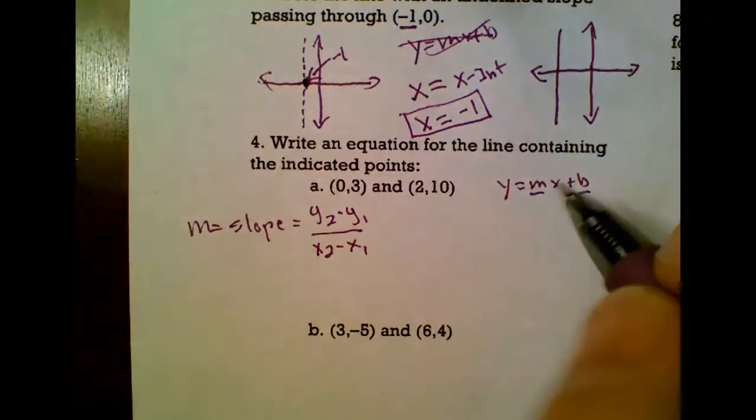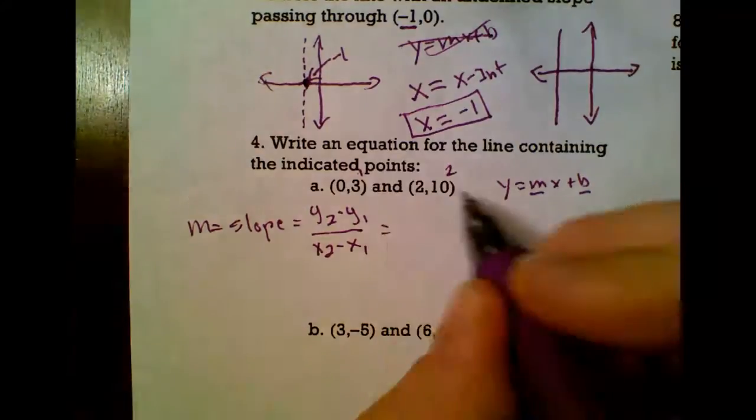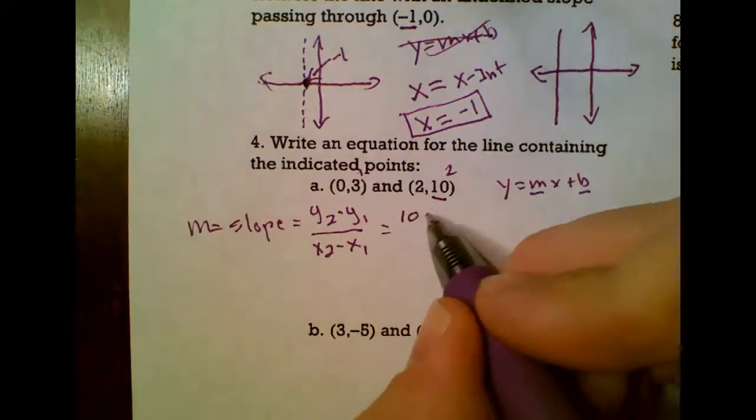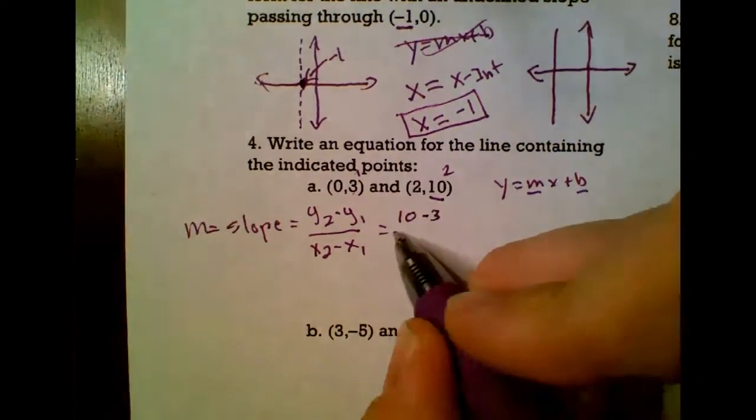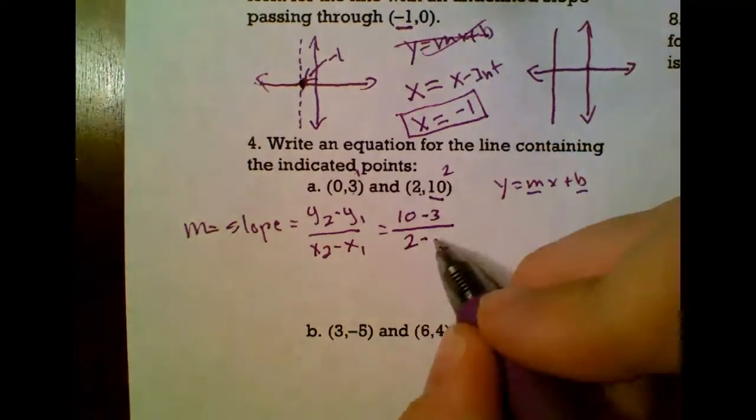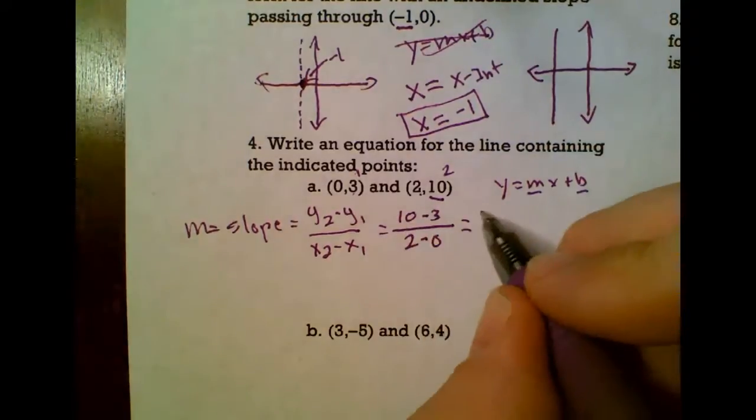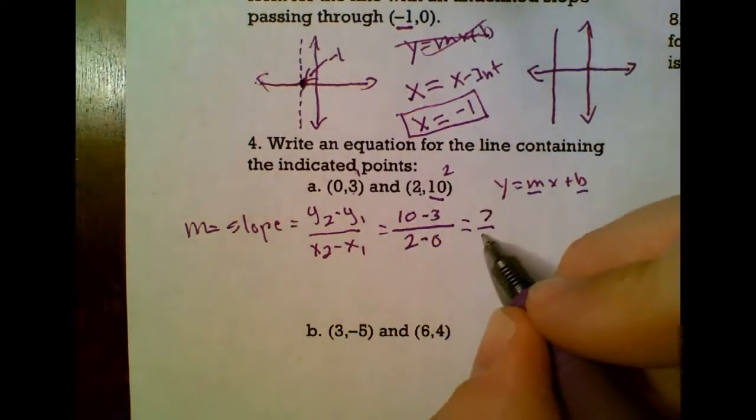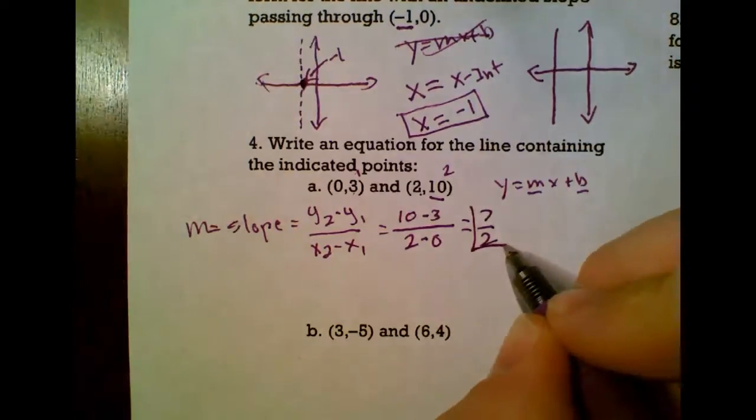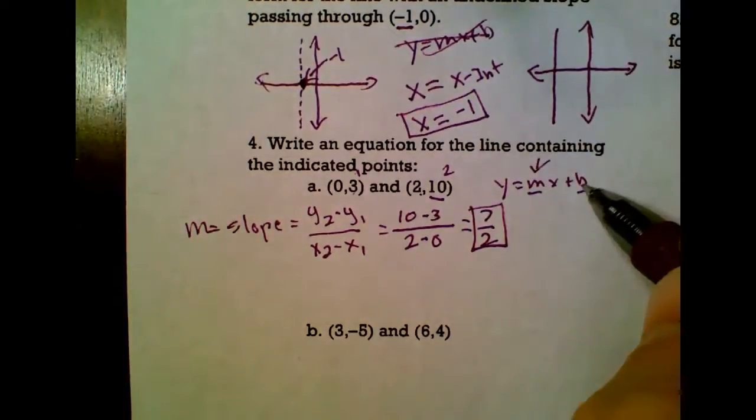So we just got to figure out which point's the second point. Let's just say this is the first point right there. So y2 minus y1. Well, this is our y2, so that's 10 minus y1, which is 3. That's all over x2 minus x1, which is 2 minus 0. This gets us 10 minus 3 is 7, and 2 minus 0 is 2. So our slope here is 7 over 2. So we got this part. That's done. Now we got to get the b.